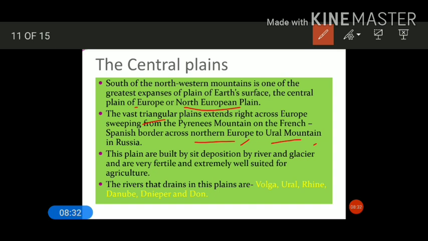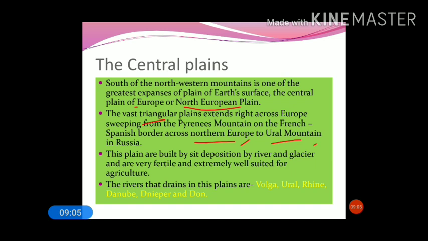These plains are built by silt deposition by rivers and glaciers, and are very fertile and extremely well suited for agriculture. There are many important rivers that drain in this plain, like Volga, Ural, Rhine, Danube, Dnieper, and Don. These rivers bring a lot of sediments and silts, and even some glacial movements bring a lot of sediments and deposits in the lowlying areas, which make the central plain more fertile and well suited for the purpose of agriculture.